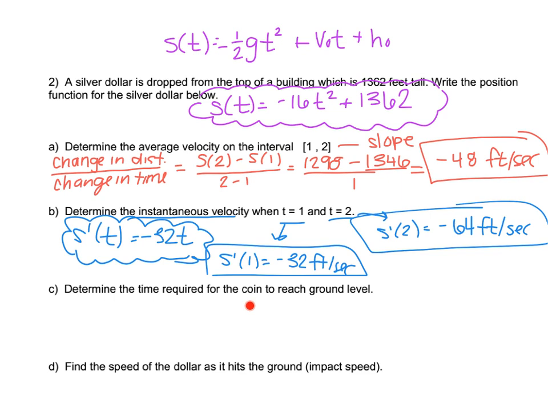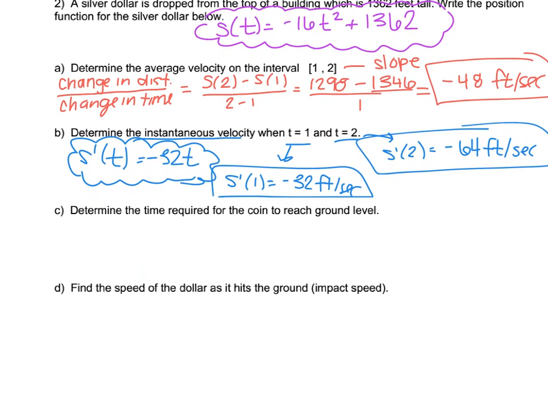Okay, determine the time required for the coin to reach the ground. This is not a two-part problem. These next two problems are taking what would have been a two-part problem, C and D, and breaking it into two separate questions. So first of all, let's find out when the coin reaches the ground.